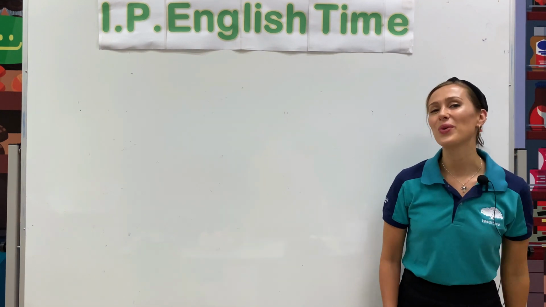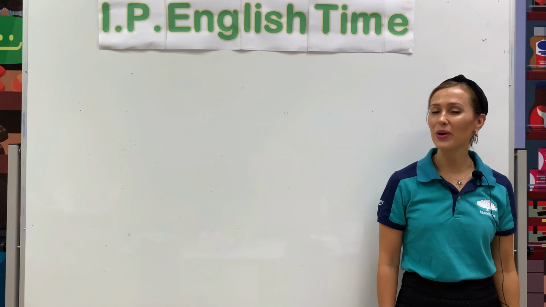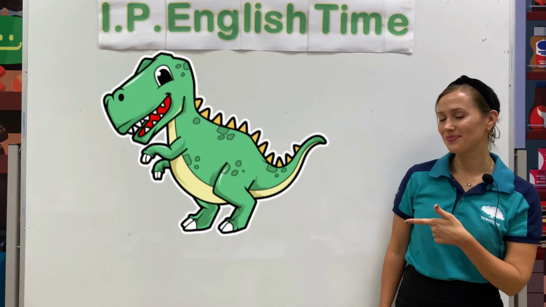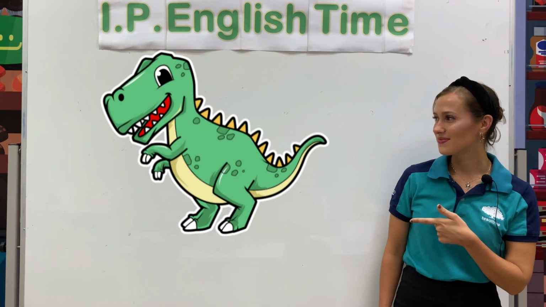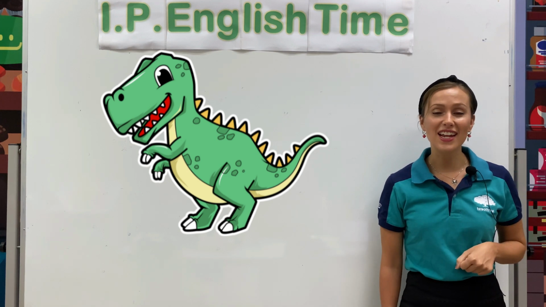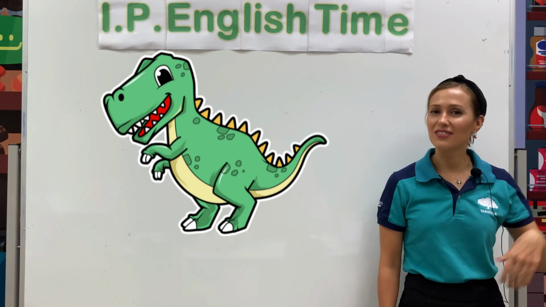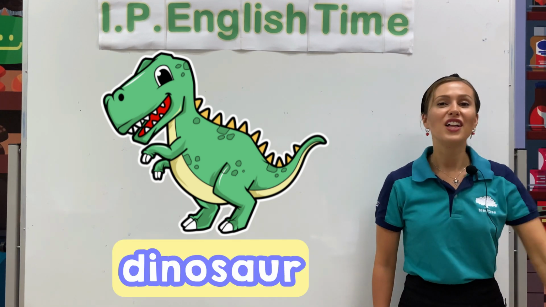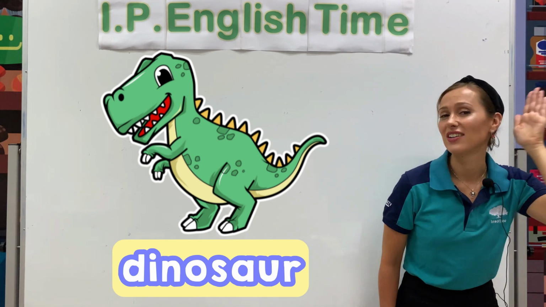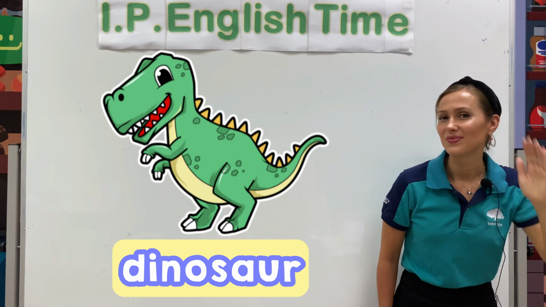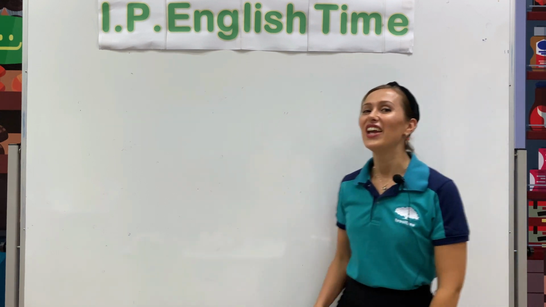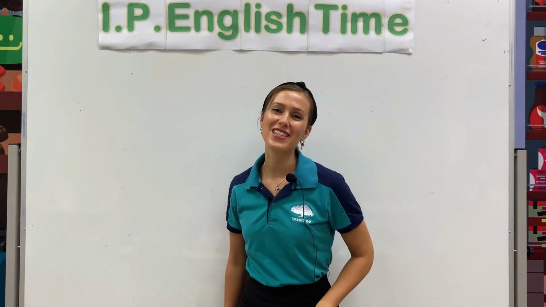Very good. We have one more letter D word. What is this? Letter D is for dinosaur. Dinosaur. Very good. You know some letter D words now.